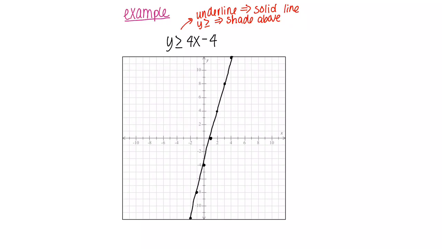All right, now shading above, I'm going to go to my line and I'm drawing straight up. So if you draw straight up, that's going to be arrows going in this direction. So that means you're shading this side of the plane.